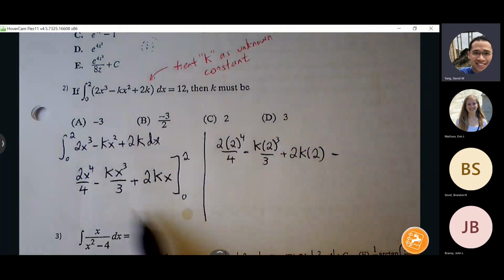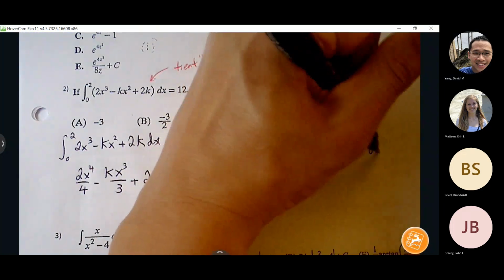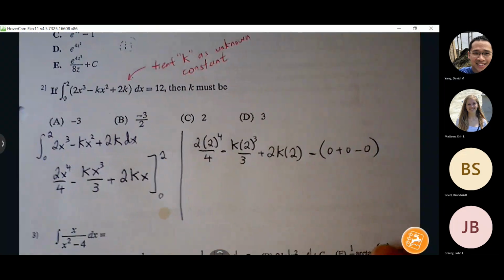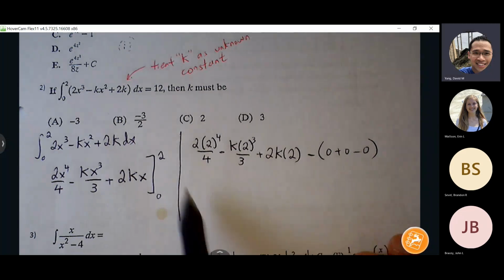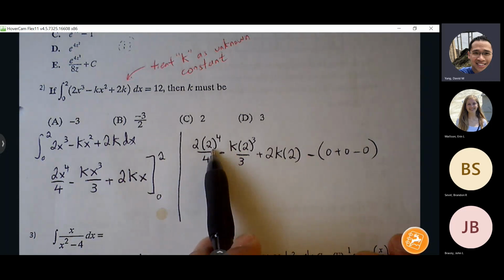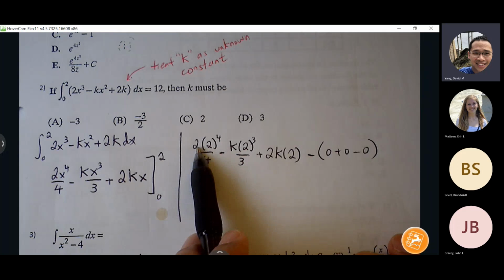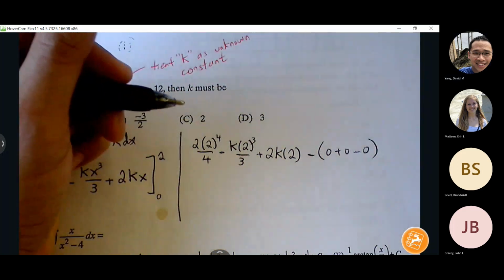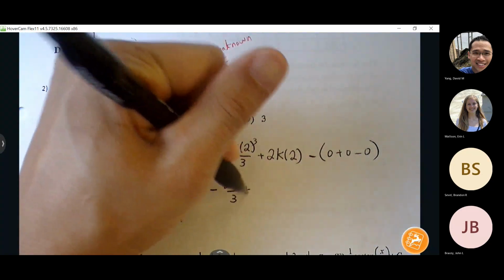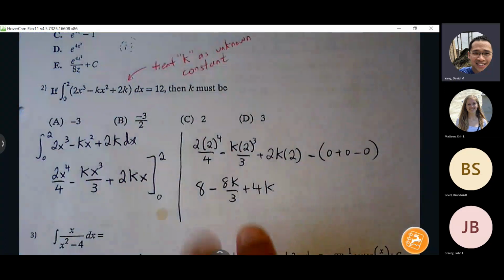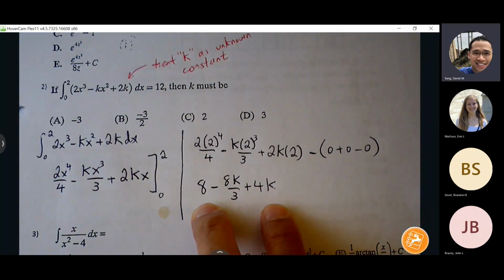Minus, we're going to evaluate all the lower bounds as well. So let's clean this up here. We get 2 to the 4th is 16. 16 times 2 is 32. 32 divided by 4 is 8. Okay, so that's our answer. That's as far as we can get by itself. But then we realize, oh, it's equal to 12.